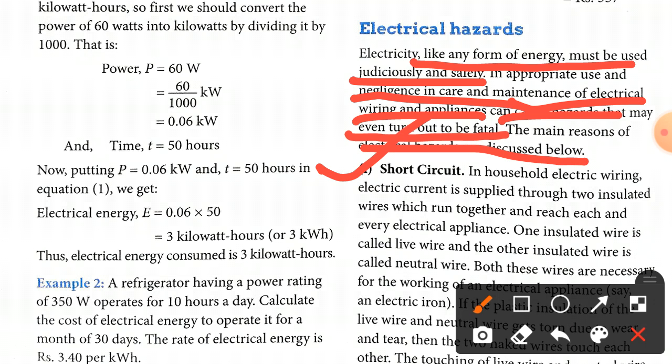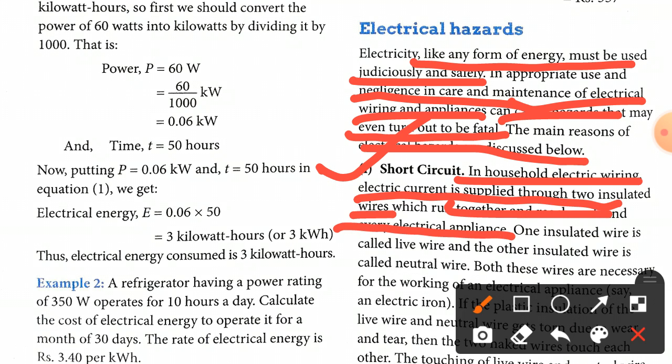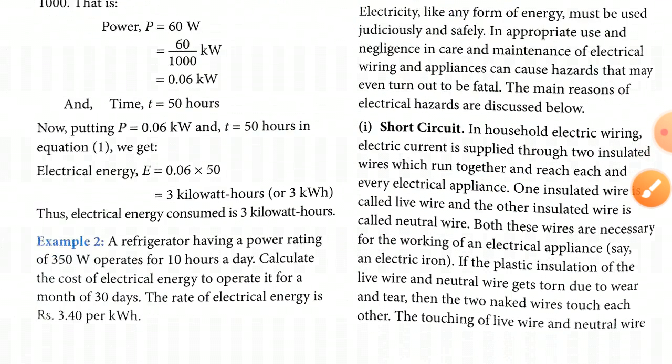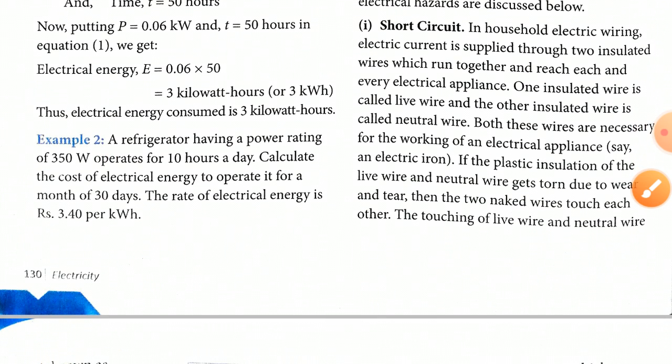The first one is the short circuit. In household electric wiring, electric current is supplied through two insulated wires. You know it very well. In our houses, electricity comes through wires and reaches each and every electrical appliance. One insulated wire is called the live wire and the other insulated wire is called the neutral wire. As I told you in our previous lecture, the cable consists of three wires: a live wire, a neutral wire and an earth wire.